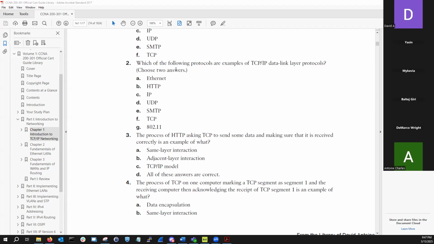So let's break down the answer. What does the word adjacent mean? Someone sitting right next to me would be adjacent to me. Absolutely, that's your answer. So it is adjacent layer. Yes, it makes sense. So option B.